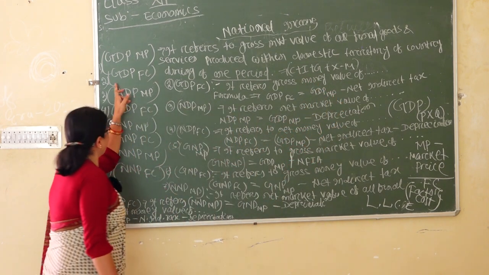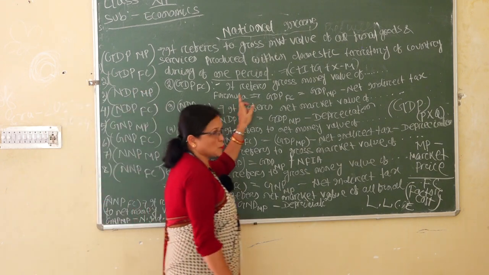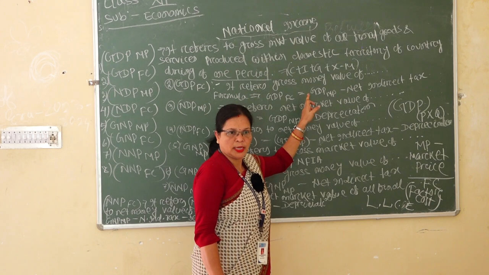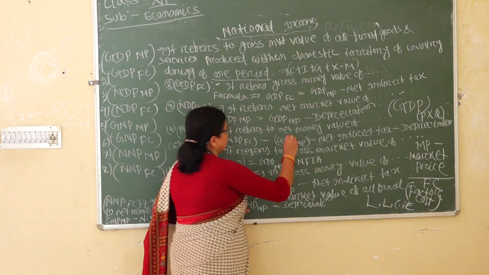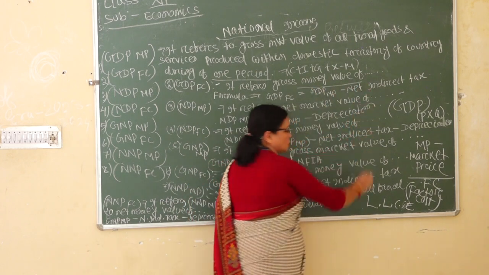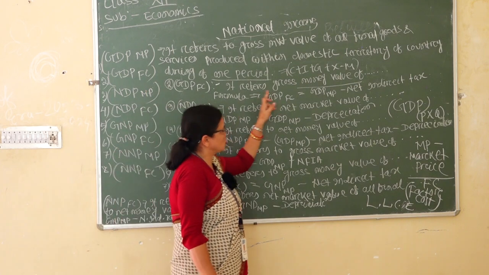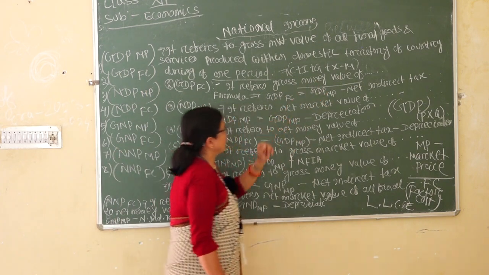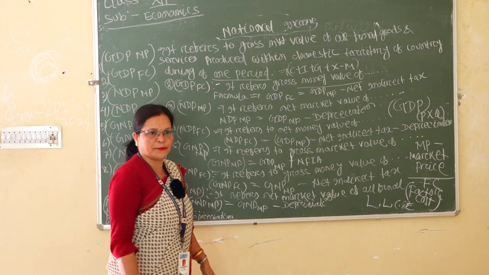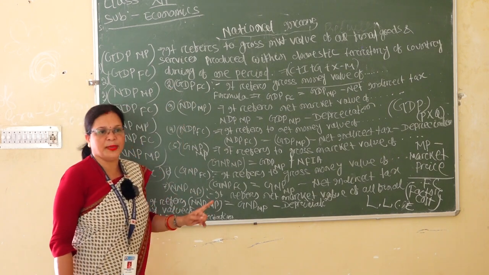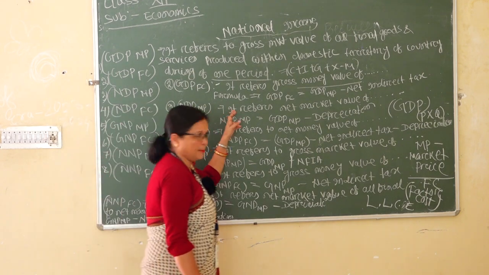Now come to what is GDP factor cost. GDP factor cost refers to the gross money value. If it is MP, it is the gross market value. If it is FC, then it is the gross money value. Mind it. So what is GDP factor cost? It refers to the gross money value of all the final goods and services produced within the domestic territory of a country during a period, known as GDP FC. So what is the formula of GDP FC?